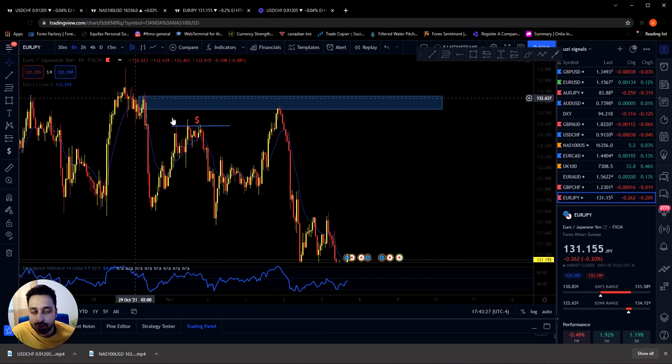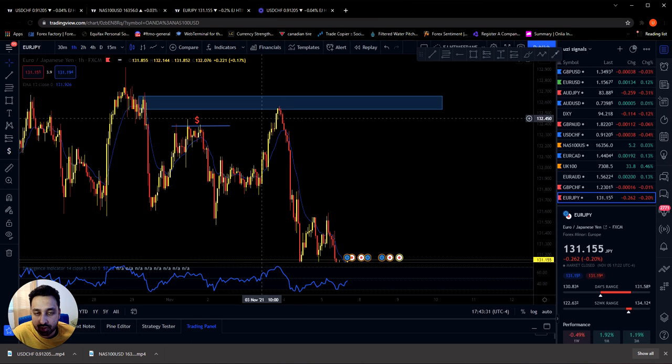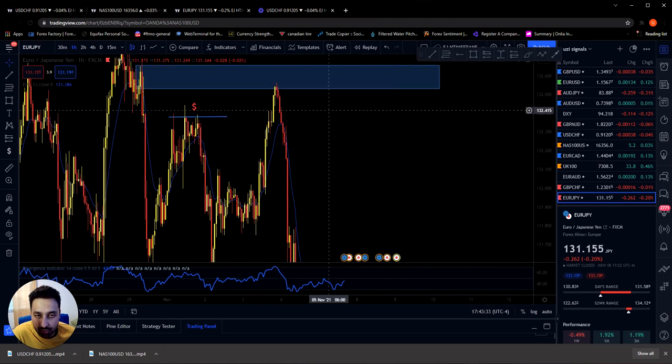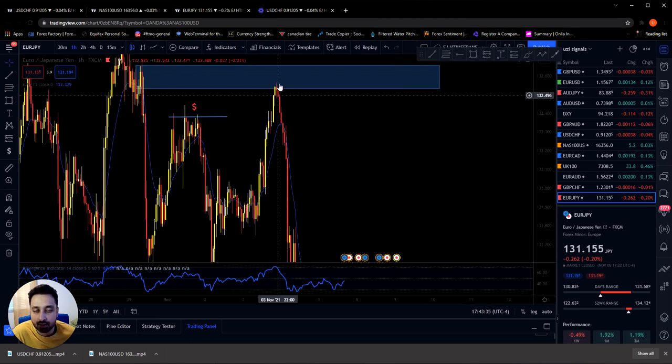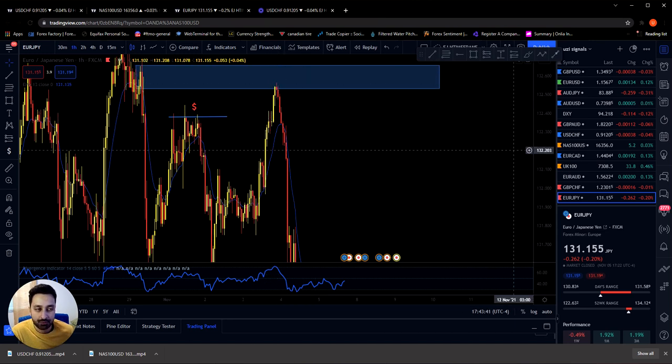So have your secondary zone drawn out, ready to go. Make sure the entry is sniper. Make sure it's perfect. Make sure it's the right candlestick patterns. You have the bearish doji. Wait for the 1 hour, 30 minutes, some of the higher time frame candles to break, then enter.